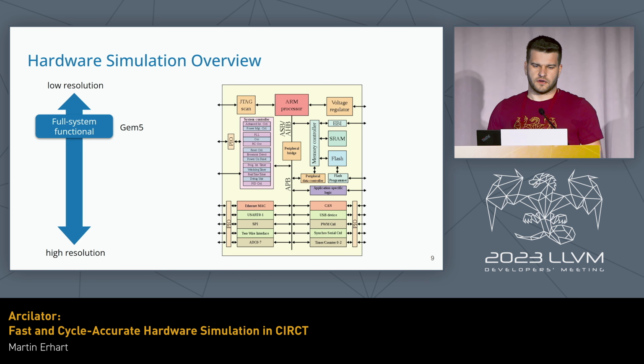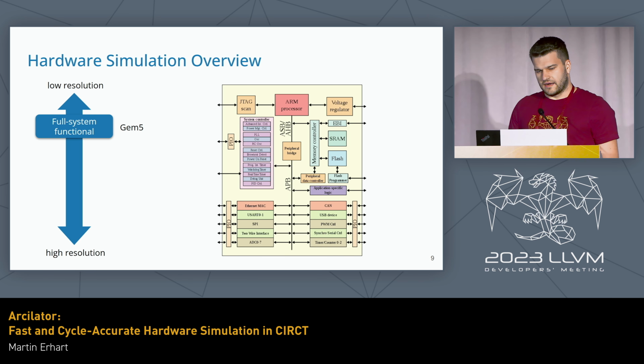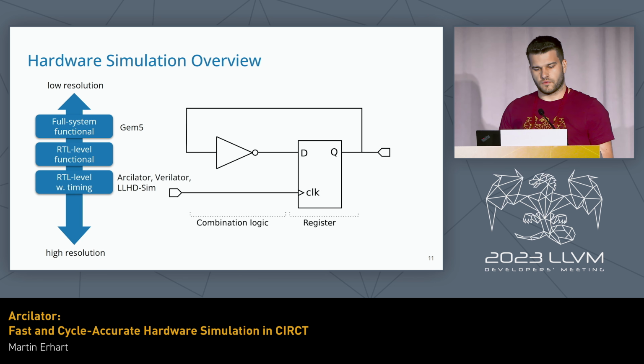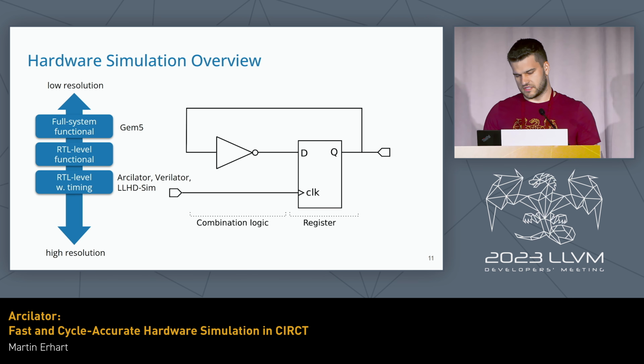We can also simulate at various levels of abstraction. We can have a full system functional simulator like gem5, which you can use to simulate a whole SoC on a high level. Then when you're happy with that simulation, you can actually implement the hardware at an RTL level, simulate it, either just functional or with timing information, so with cycle accuracy. And that's where Arcilator, Verilator, and LLHDSIM are positioned.